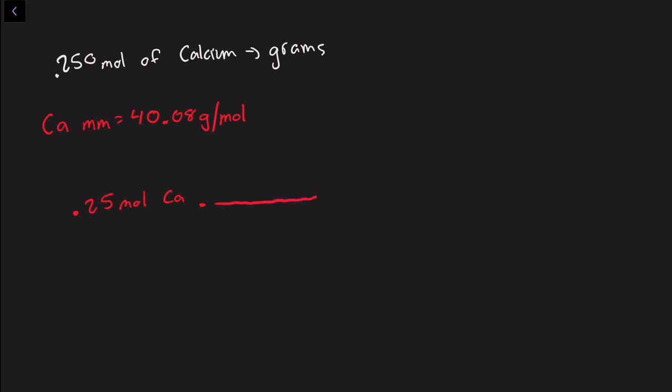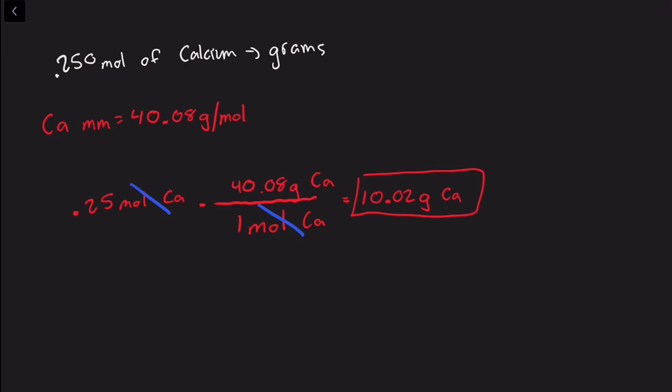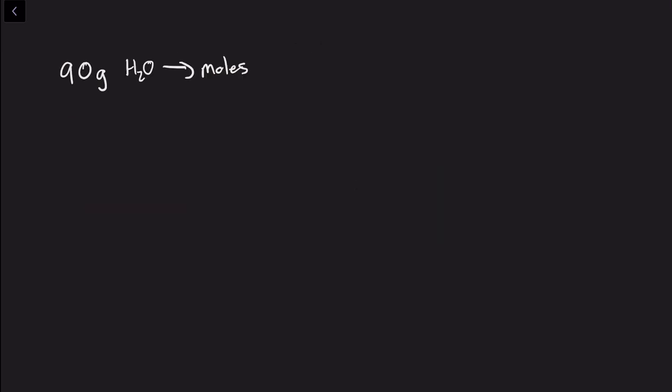Well, again, we're going to make sure we cancel the units. So we're going to put our 1 mole of calcium on the bottom this time, and we're going to put our 40.08 grams of calcium on the top. So now we have moles of calcium on the top, moles of calcium on the bottom. We can just cancel them out. And then we just multiply like normal, and we end up with 10.02 grams of calcium as our conversion. Let's look at these conversions with compounds now rather than just individual elements.